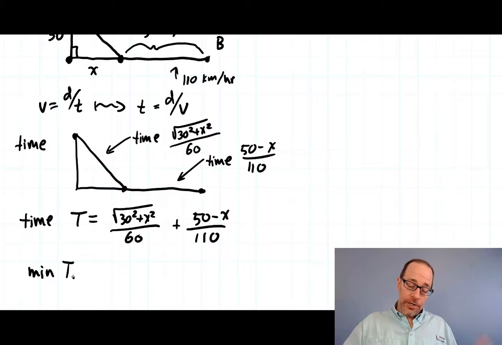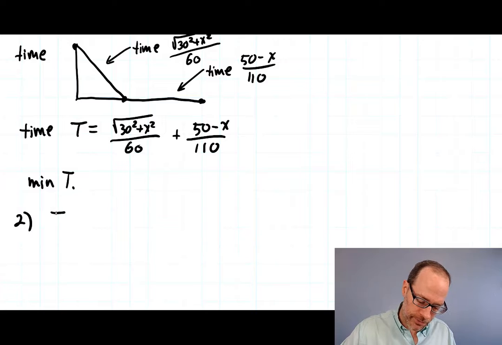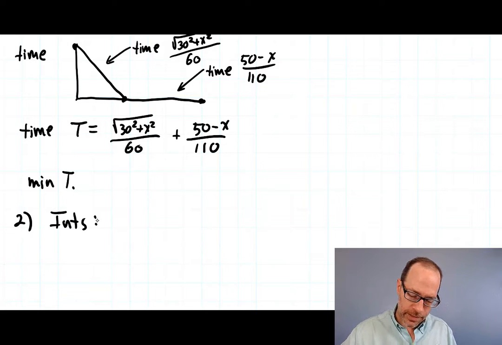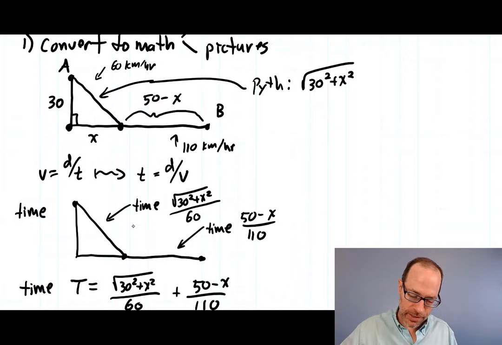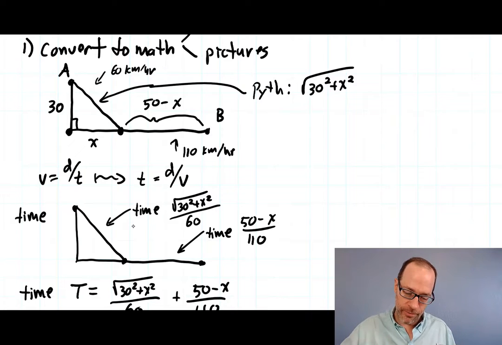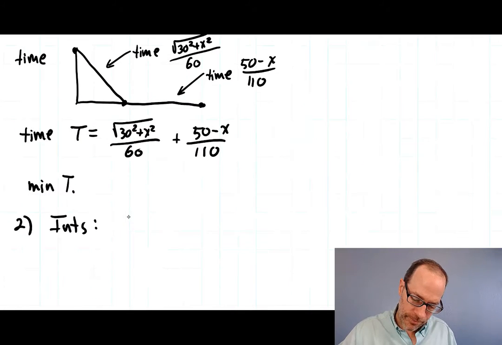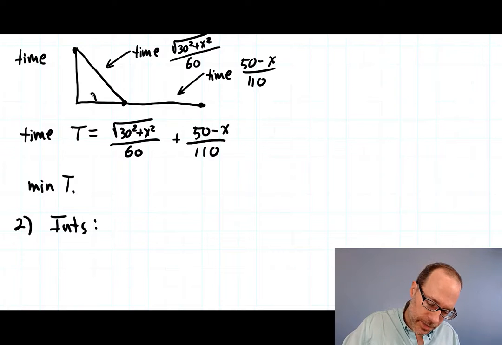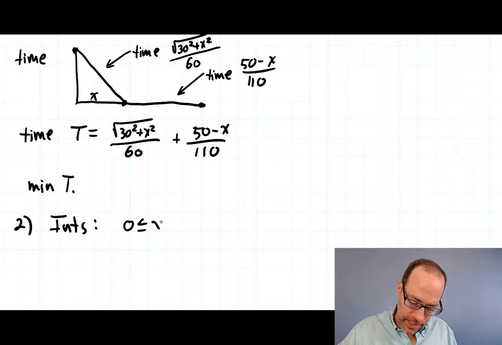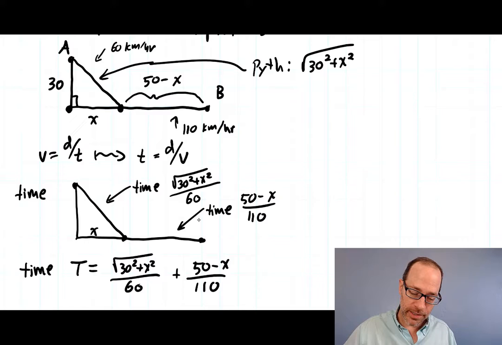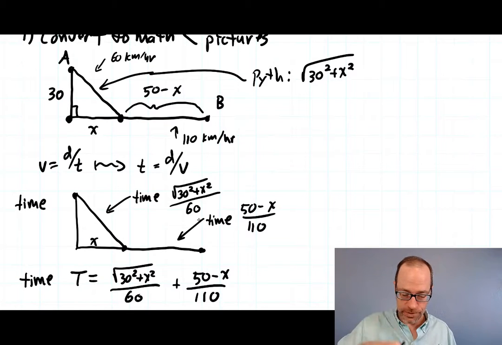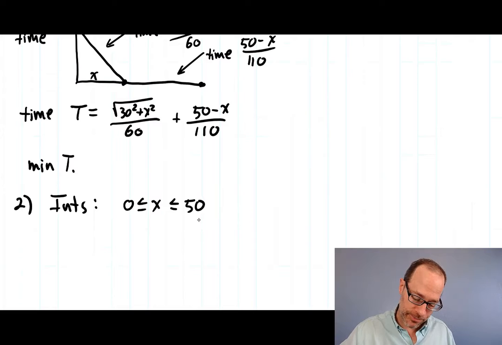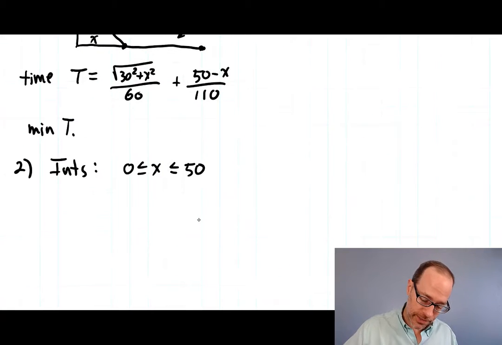All right, if we're going to do that, we need to know the intervals. So step 2 on this would be to figure out what intervals we care about. So what can x be? So the smallest x can be in this picture is 0, you go straight down. So remember x was here. So 0 has to be at least x, or the biggest x would be 50. That would be if we went in a straight line from A to B instead of straight down. All right, so that's the interval. So now we do the calculus.